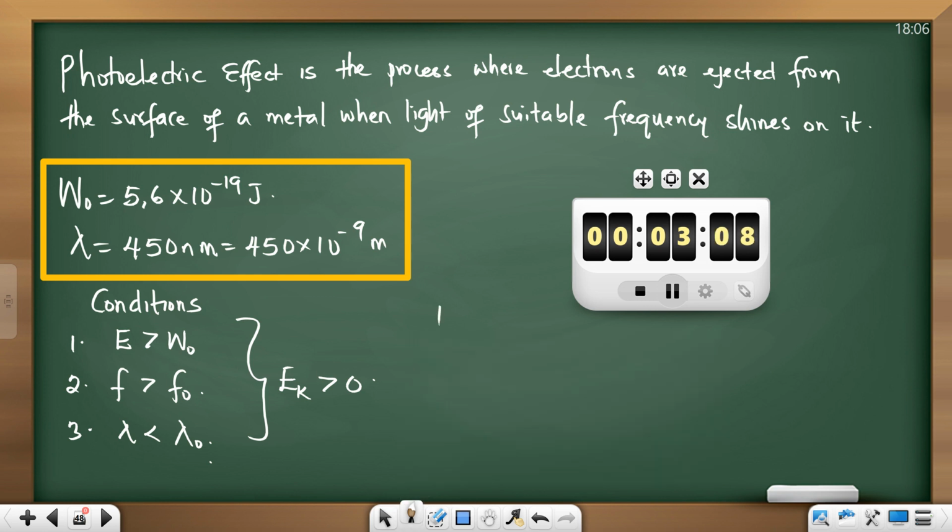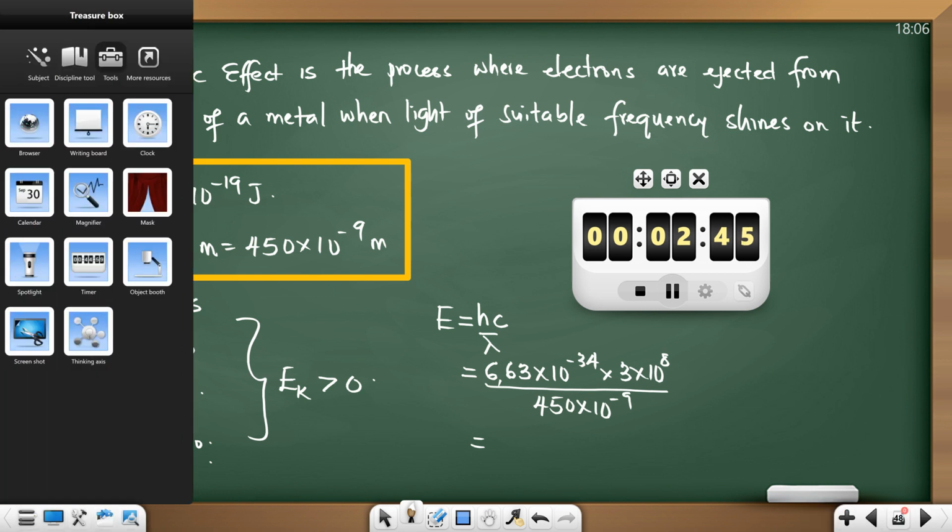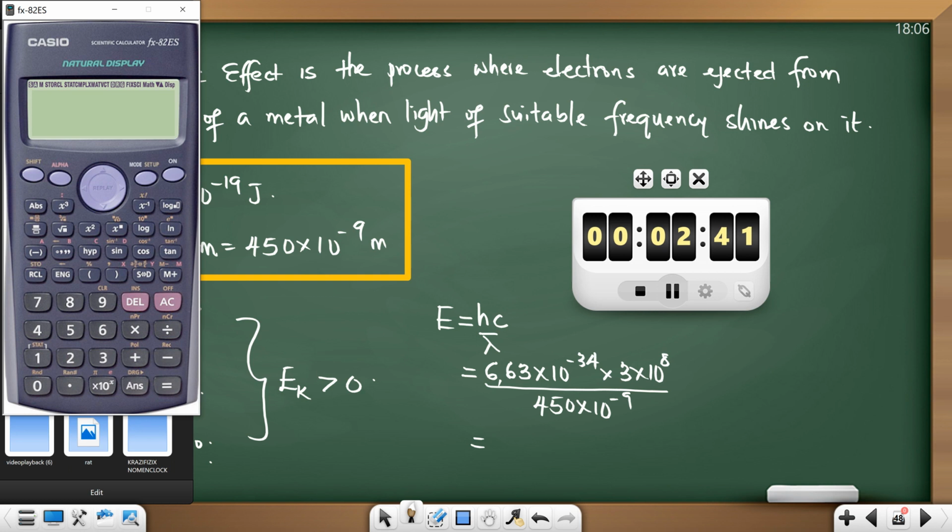You're busy with yours. I'm busy with mine. I'm doing something different, so you do yours. 6,63 times 10 to the power that. 3 times 10 to the power 8. 450 times 10 to the power of negative 9. I'm doing something completely different. Just do yours. Tess, stop looking at my screen. You and BB are copying my work. What is? Oh, you see it just now. 4,42.